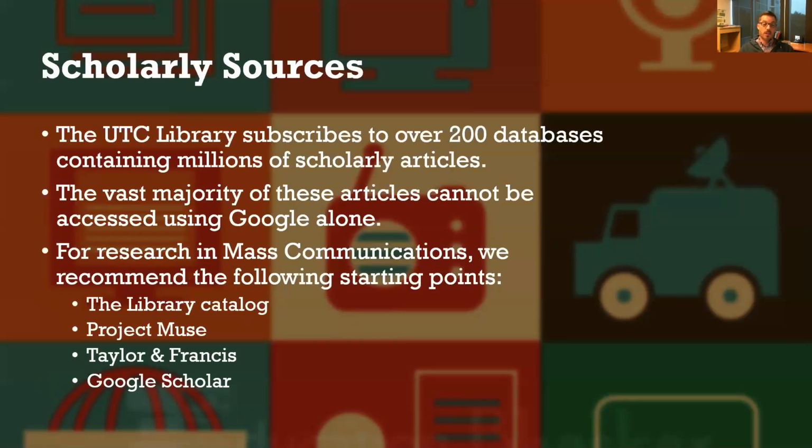Overall, when it comes to scholarly sources, the library subscribes to over 200 databases. All told, we're looking at millions, if not hundreds of millions of scholarly articles. And importantly, these articles cannot be accessed using Google alone. If you find them in Google and click the link, it'll say, please log in or pay $39.95 to download the article. Well, the library is paying the subscription fee so that you have access.